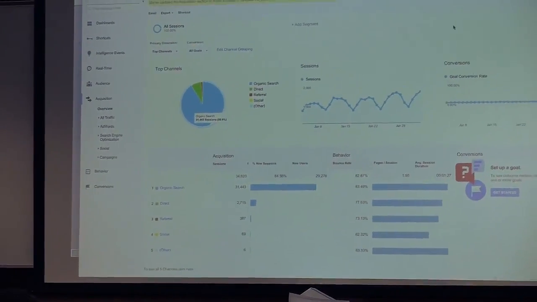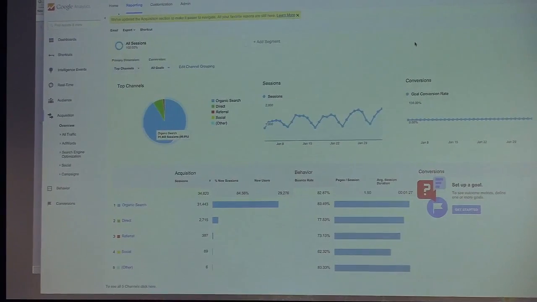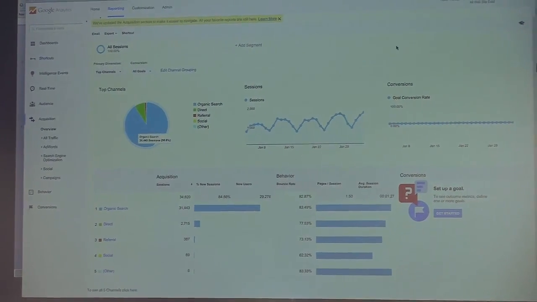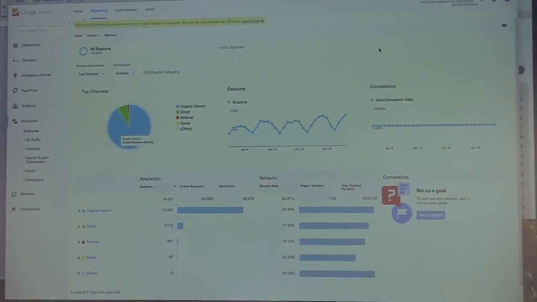Is this our book we read? What's that? Is this our book? This isn't our book, this is the book from the previous class. Oh, okay. This is Project Management for Instructional Design. Ah, okay.